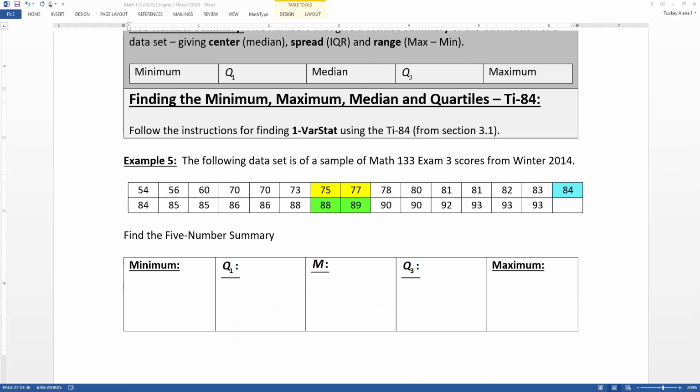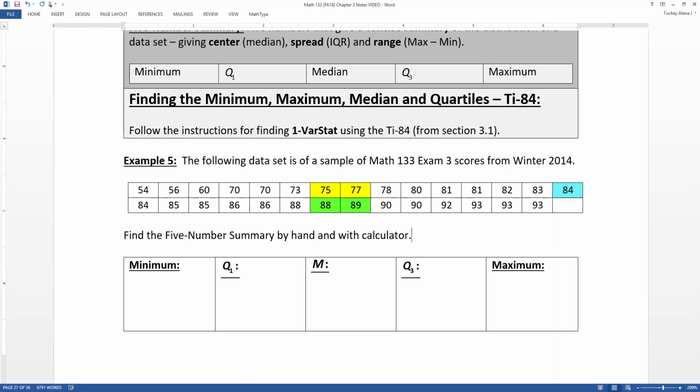Okay, so let's make a note of a few things here. So I have a data set. This is a sample of Math 133 Exam 3 scores from winter 2014. Yes, it is actual exam scores, however, it is just a sample. All right, so we want to find the 5-number summary, and I'm going to add the caveat by hand and with calculator.